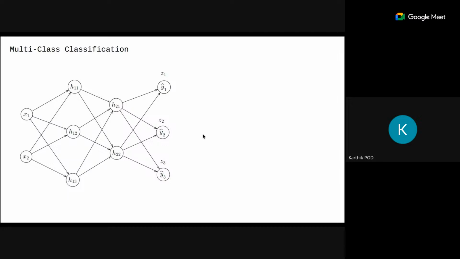Now, so far we have been looking at regression and binary classification. So finally, we come to multi-class. Assume that you have three classes: 1, 2, 3. These are your activation values, I think. I don't know what I put here, but let me see.